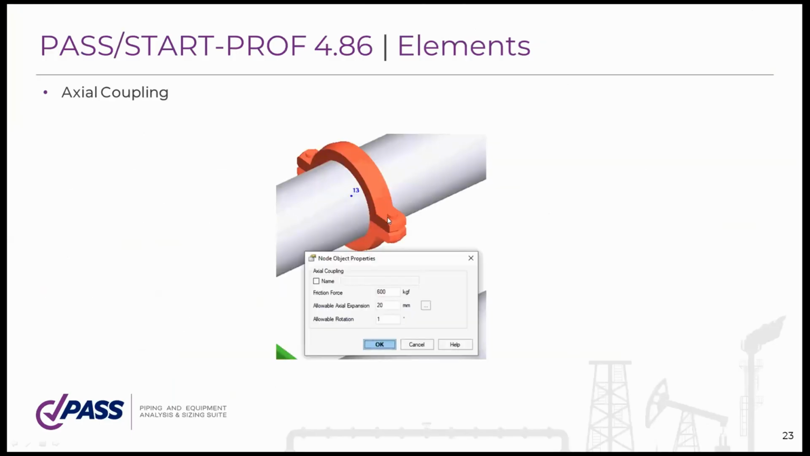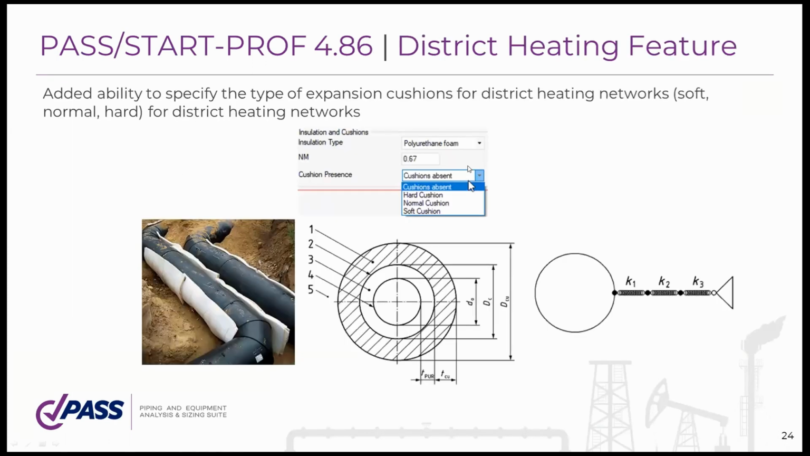Another feature is the added axle coupling object. We added the expansion cushion flexibility for the district heating networks. Our users asked for this, so we added 3 types of expansion cushion. It's soft, normal, and hard. In the previous version, it was always hard, but now you can choose which type of expansion cushion you're using for buried piping.